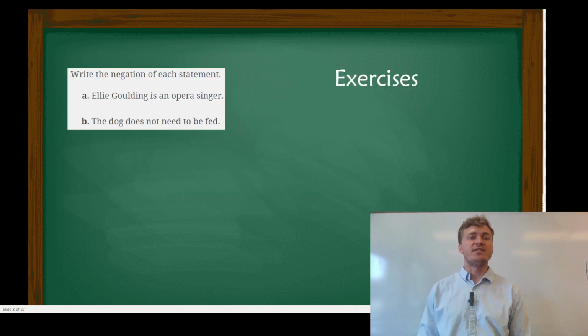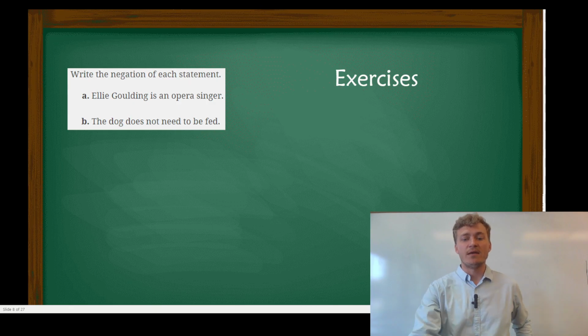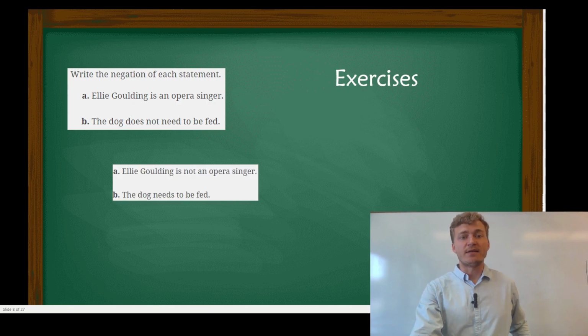Write the negation of each statement. Part A: Ellie Goulding is an opera singer. Part B: The dog does not need to be fed. Well, to negate part A, Ellie Goulding is not an opera singer. So we're simply adding "not" into the text if it's not already there. Part B already has the word "not," so we're simply taking it out. The negation for part B says the dog needs to be fed.